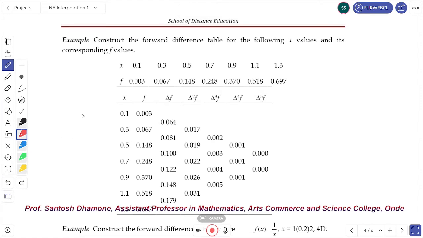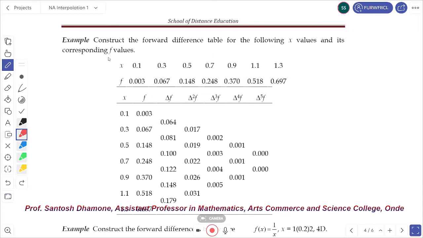The values of y, that is f, are given as follows: for x equal to 0.1, f is 0.003; for 0.3, f is 0.067; for 0.5, f is 0.148; for 0.7, f is 0.248; for 0.9, f is 0.370; for 1.1, f is 0.518; and for x equal to 1.3, the value of f is 0.697. This is the given table.